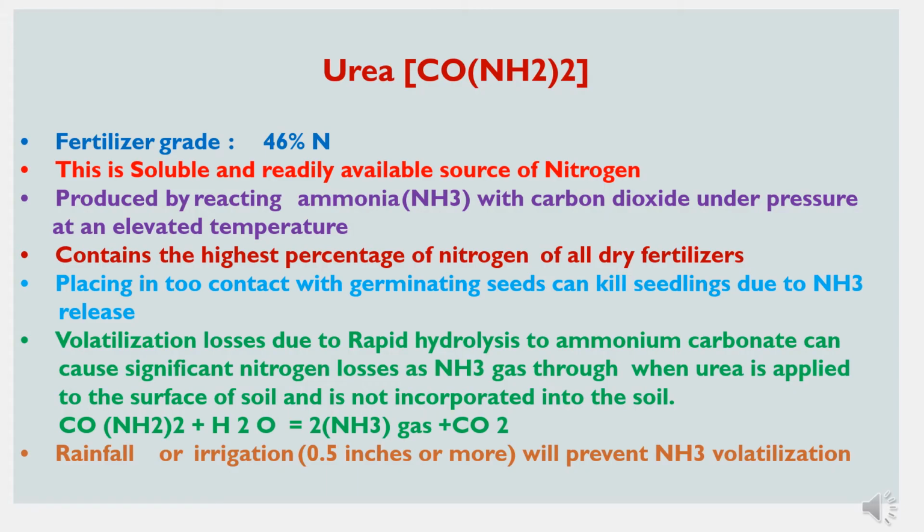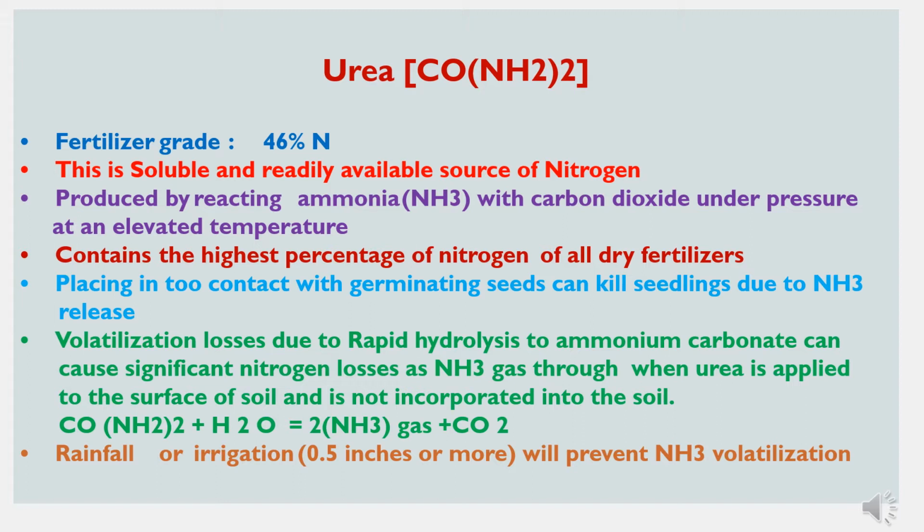Now we will study about different types of nitrogenous fertilizers. First one is urea. Urea is one of the important nitrogenous fertilizers which is used on large scale for the supply of nitrogen nutrients to the crop. It is having 46% of nitrogen content. Urea is soluble and readily available source of nitrogen.